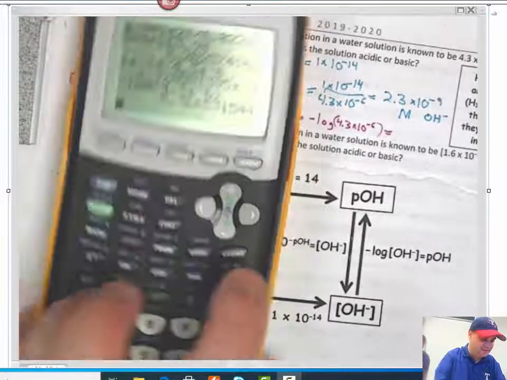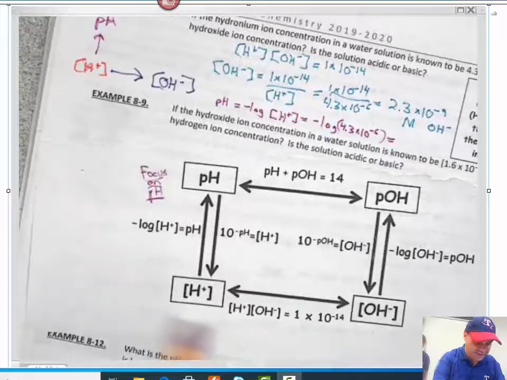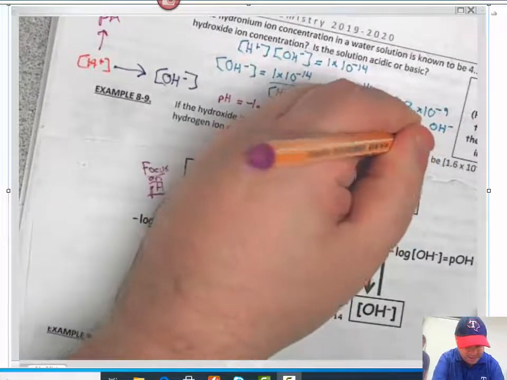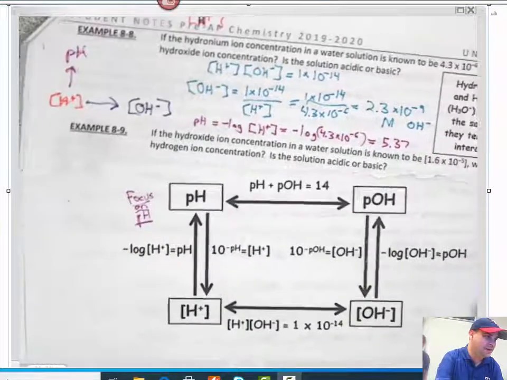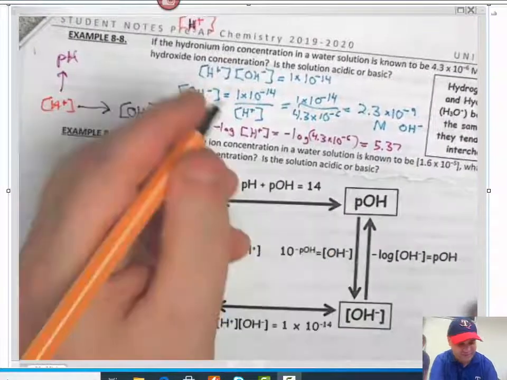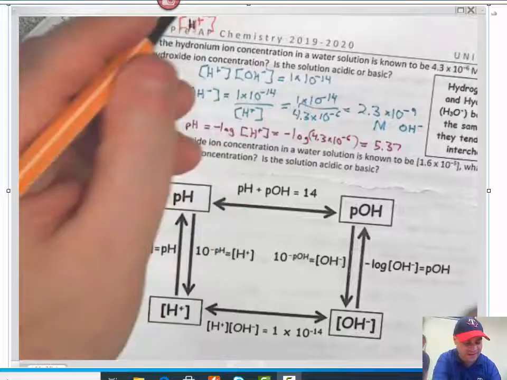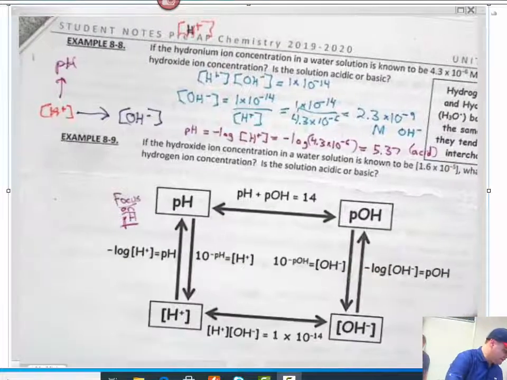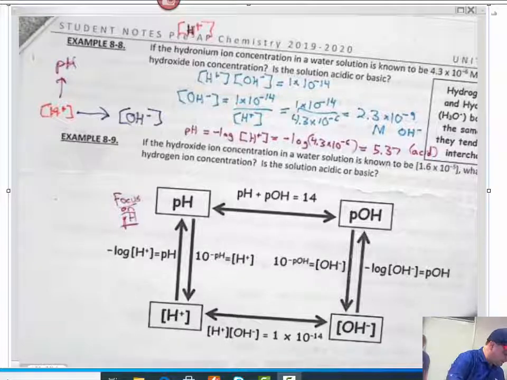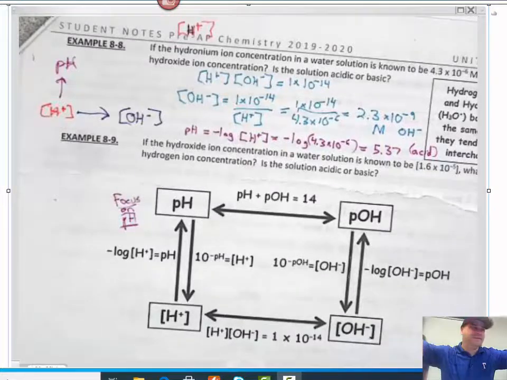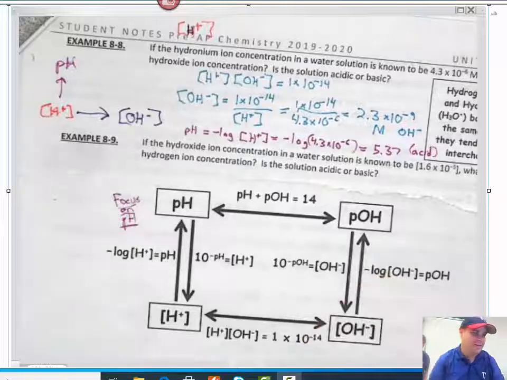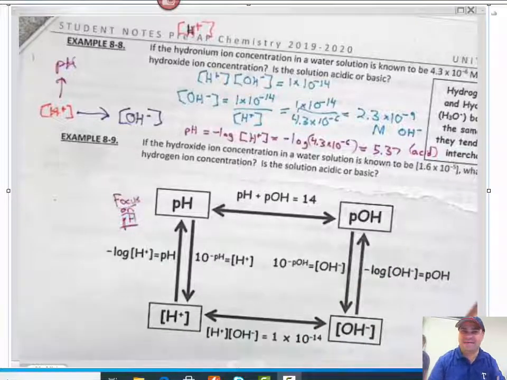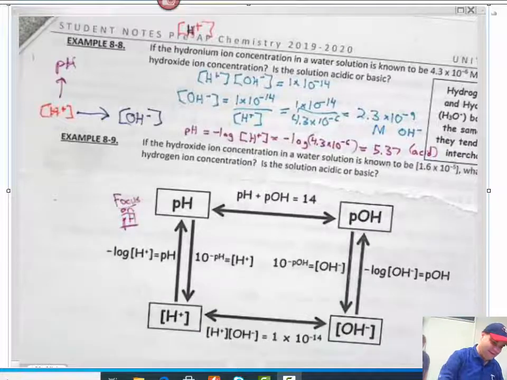Close parentheses. And then I'm going to round that to the hundredths place because that's what I said I was going to do. So this is 5.37. Okay. Which tells me that this is an acid, because the pH is less than 7, so it's an acid.